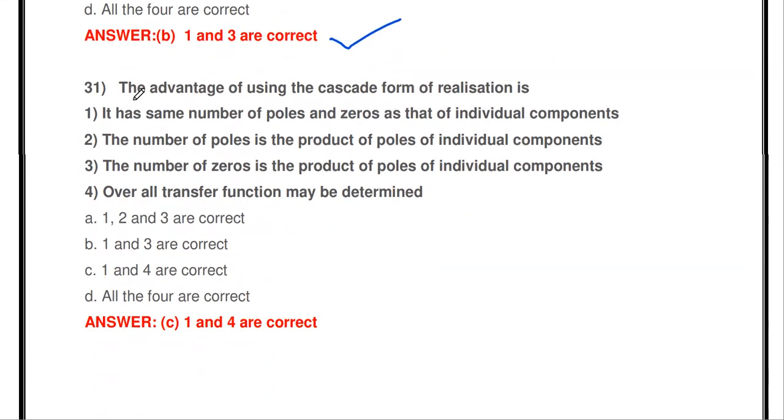Then the next one: the advantage of using cascade form realization is dash. It has the same number of poles and zeros as that of the individual components. The number of poles is the product of poles of the individual components. Number of zeros is the product of poles. No. Overall transfer function may be determined. Yes. Okay, so 1 and 4 is the correct one. The advantage of cascade form is that it has the same number of poles and zeros as that of the individual components. And if you multiply all H1, H2, we will get the overall transfer function.